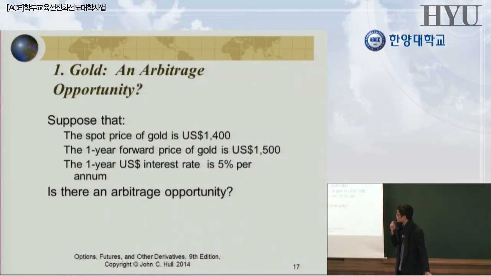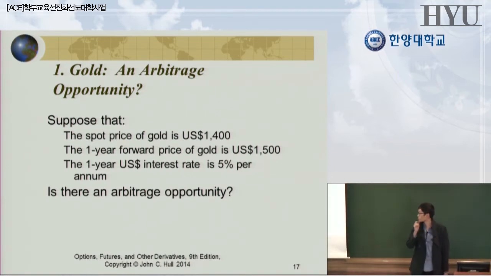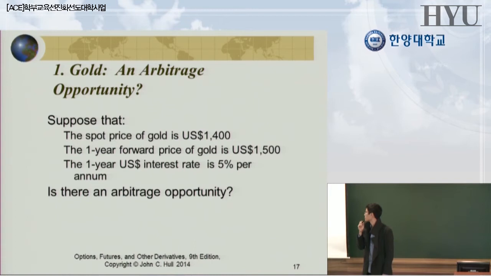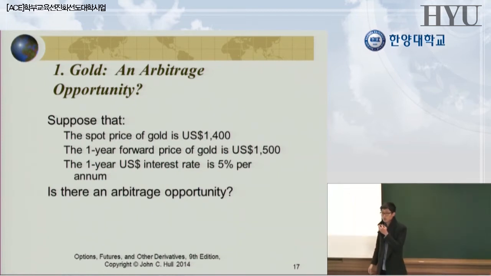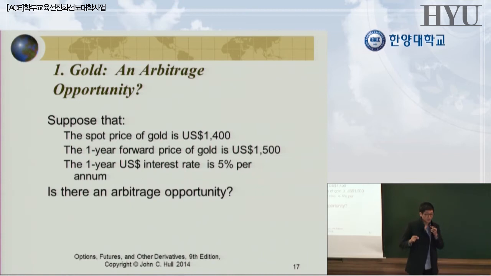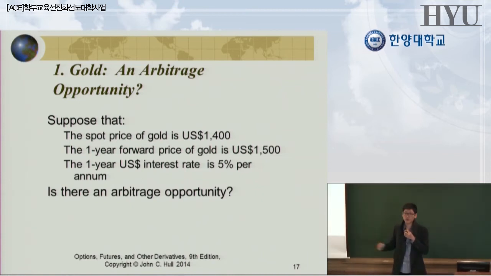Then using this formula, we can calculate the theoretical forward price. Here, suppose that the spot price of gold is $1,400, the current one-year forward price is $1,500, and the interest rate is 5% per annum. Then using the formula before, we can calculate the theoretical price of the forward: 1,400 times 1 plus 0.05. If you calculate that, you can easily find out that the theoretical forward price is a little bit smaller than the current forward price.